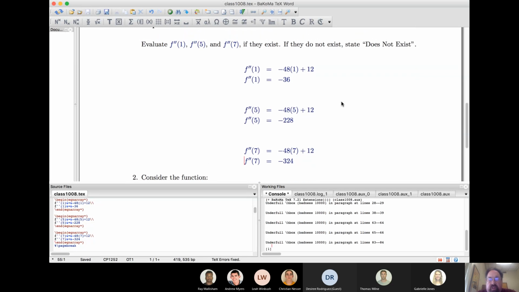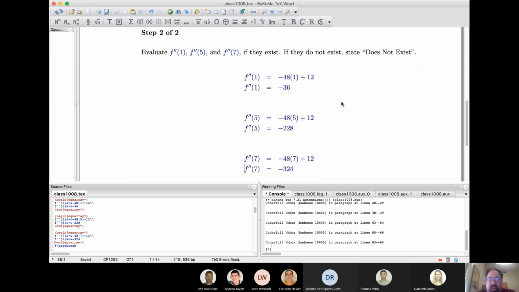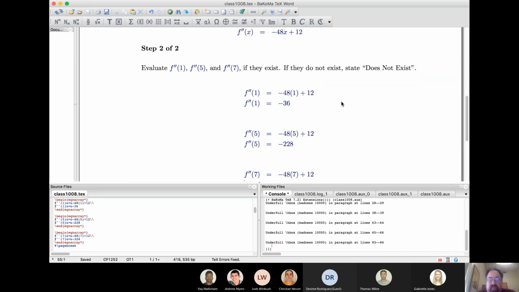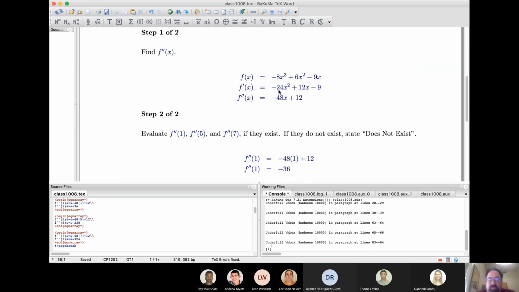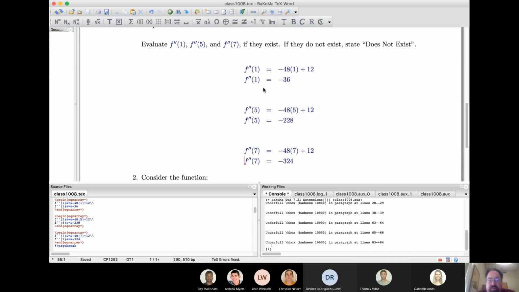Now, since these problems come in 2 steps, like on a test, suppose you get the wrong second derivative in step 1, and of course you're going to lose credit for that, although you may get partial credit. But whatever answer you get, if you at least do the substitution process right, so you get the correct values when you plug in the stated x's, then that's something that I can give you credit for.